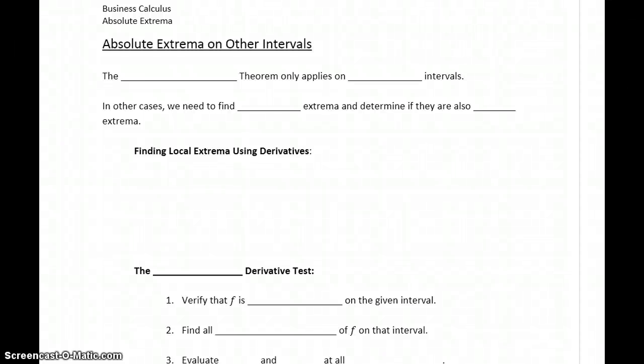So identifying absolute extrema on closed intervals is fairly straightforward. When we consider finding absolute extrema on other types of intervals, the process becomes a little bit more complicated.